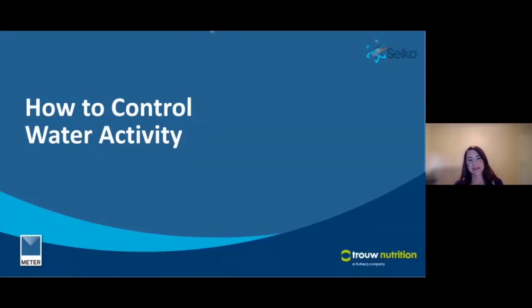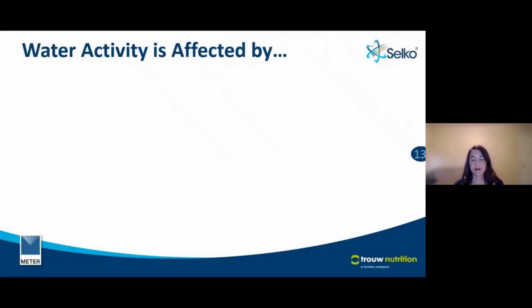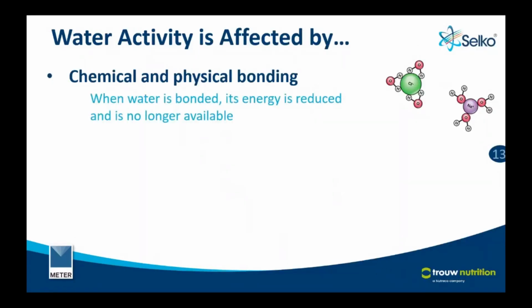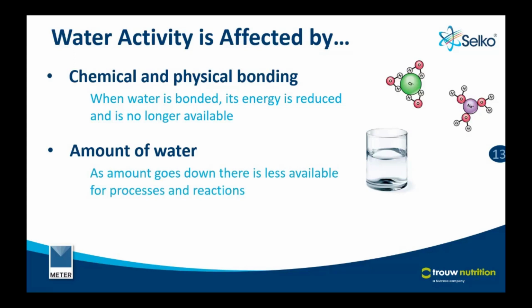All right, so now the next question is, how do we control water activity? Water activity is affected by chemical and physical bonding. What that means is that when the water is bound, then its energy is reduced because it's kind of locked up. I have an example here of sodium chloride, some salt, that is a really great bonder to water. So is sugar, it's also another one. Another thing that influences water activity is the amount. So if there is less water available, then there's less water to do things, right?